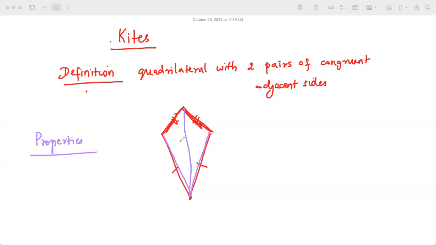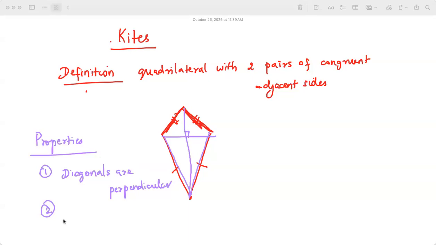Okay, yeah. So now, properties here, the diagonals are perpendicular. Diagonals form 90-degree angles. That's so important a property. Diagonals are perpendicular.